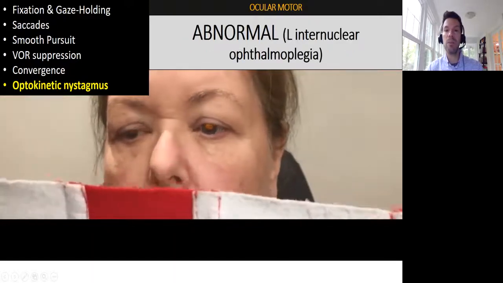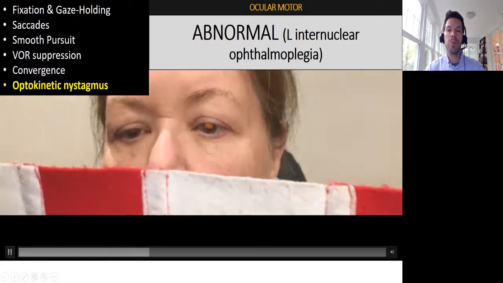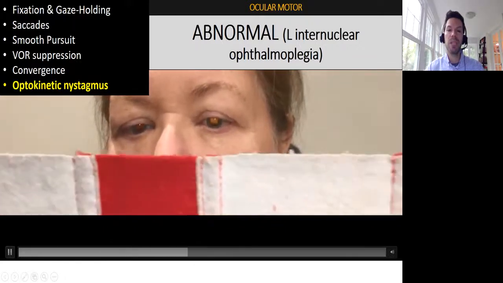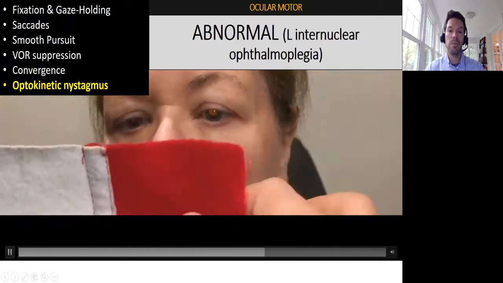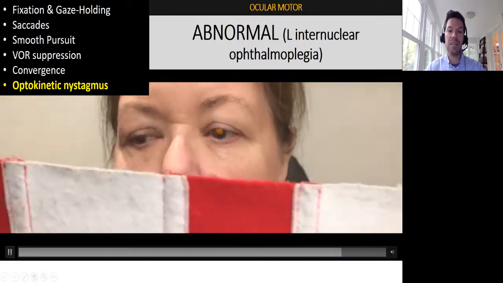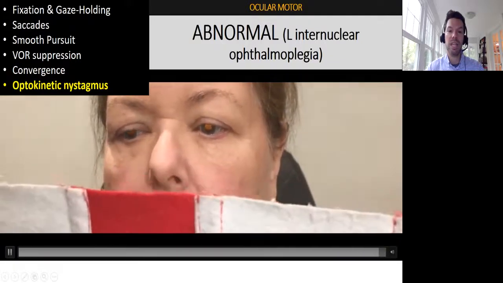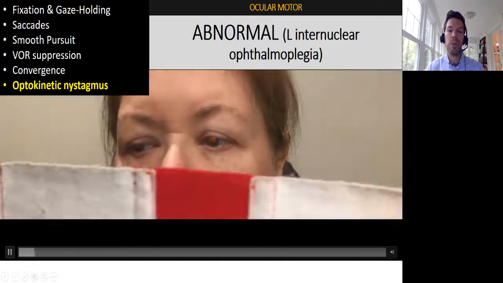This is a nice example of optokinetic nystagmus bringing out a left INO. This is normal. This is abnormal. You see this adducting lag of the left eye. See how slow this adducting saccade is in the left eye? Play that one more time.